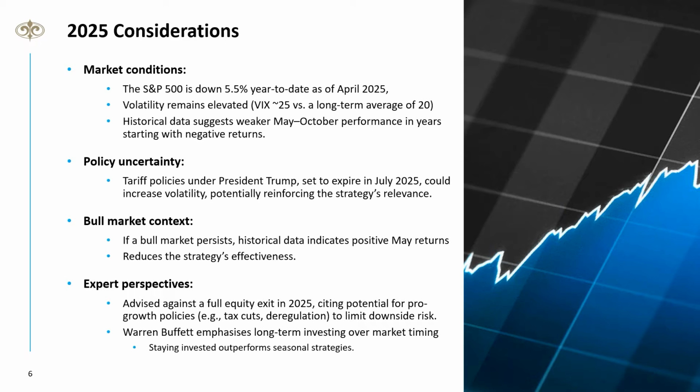The S&P 500 was down 5.5% year to date in April. It did bounce back. We'll talk about it just now. But I mentioned just now about the volatility. VIX was around about 25. The long-term average is about 20. It has come back below that at the moment. So volatility has slowed down. But again, that historical data does support a weaker May to October performance in years starting with negative returns.